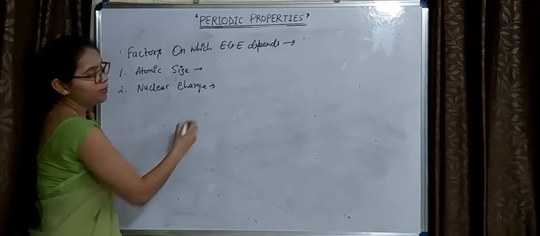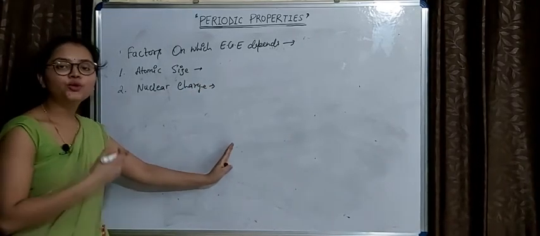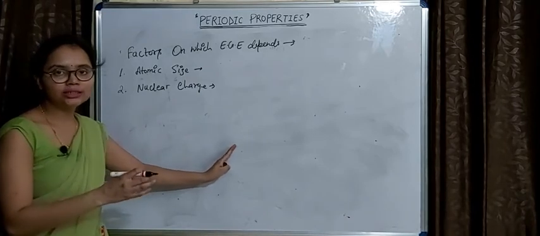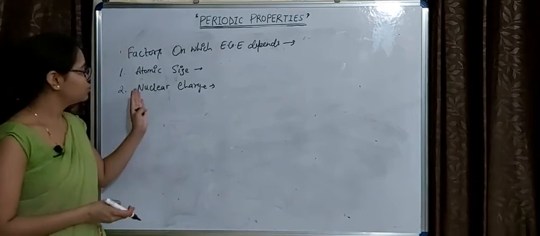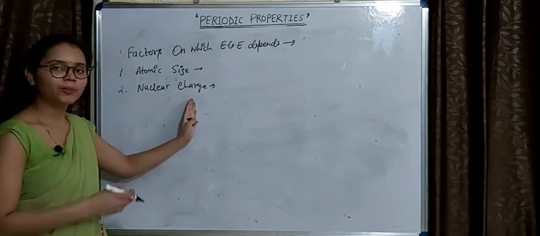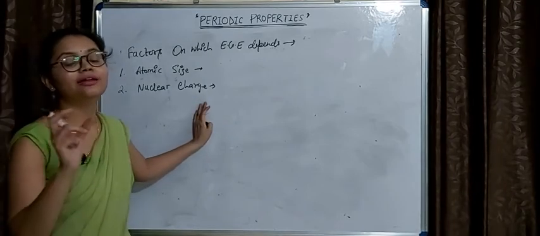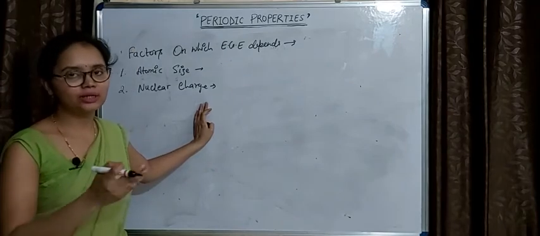So as I told you about period, when we move left to right, nuclear charge increases, and because of the increase in nuclear charge, it will be easy to add the new electron. So when nuclear charge increases, electron gain enthalpy increases, which means we will get a more negative value of electron gain enthalpy.